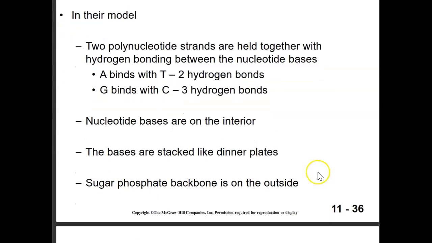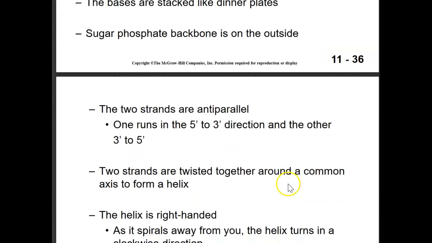In their model, they proposed that there were 2 strands of DNA held together through hydrogen bonds. The hydrogen bonds were between A and T, 2 hydrogen bonds between A's and T's, and 3 hydrogen bonds between C's and G's. The nucleotide bases were inside of the molecule. A's and T's, G's and C's were on the inside of the sugar phosphate skeleton. The bases stack like dinner plates, and the sugar phosphate backbone is on the outside, like I said.